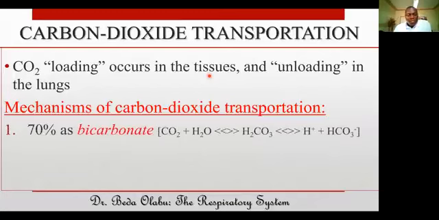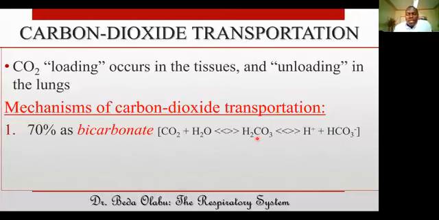One of the mechanisms is this. 70% of carbon dioxide in the blood is carried in form of bicarbonate molecule. Now, this is what happens. Once carbon dioxide reaches the blood, it reacts with water. When it reacts with the water, it forms this molecule, which we are calling carbonic acid. So carbon dioxide reacts with water to form a weak carbonic acid.